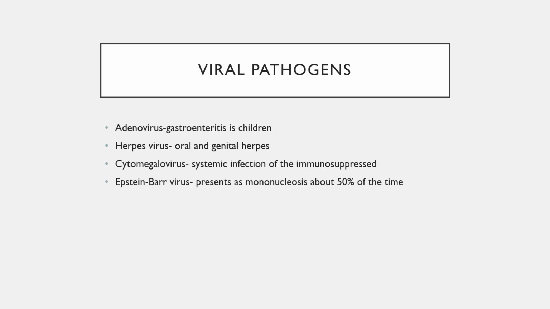Let's go ahead and talk about a few of the viral pathogens. I first want to start by talking about adenovirus. Adenovirus is a virus that causes gastroenteritis in children. It also causes acute pharyngitis, conjunctivitis, and acute respiratory disease, pneumonia, and things like that. It is a double-stranded DNA virus. The virion is non-enveloped, spherical, and approximately 70 to 90 nanometers in size.